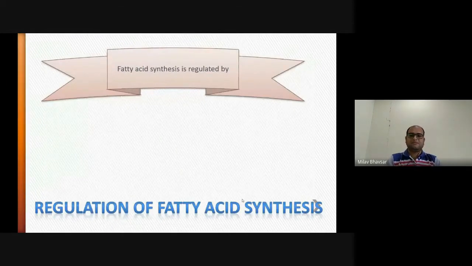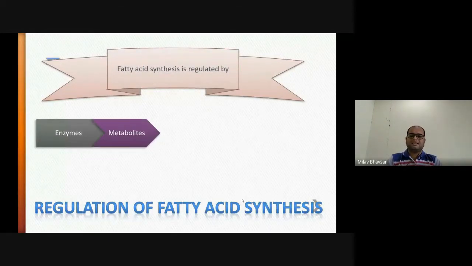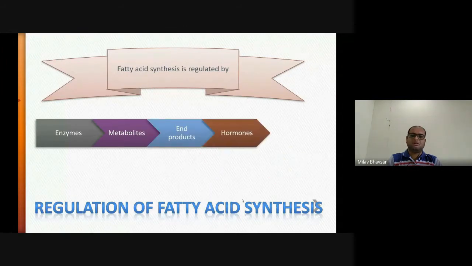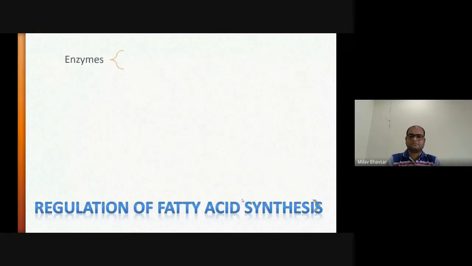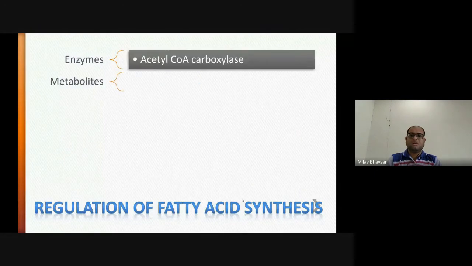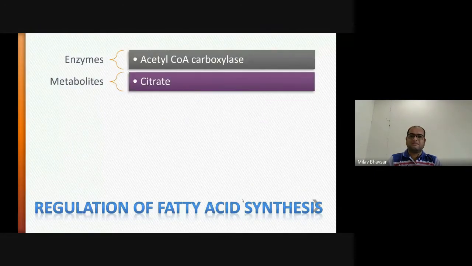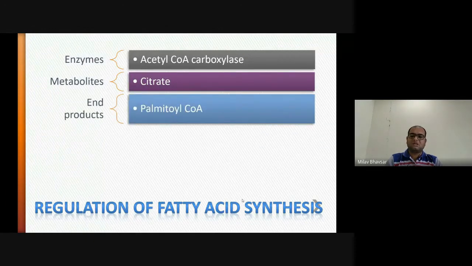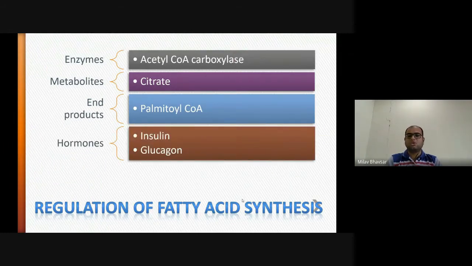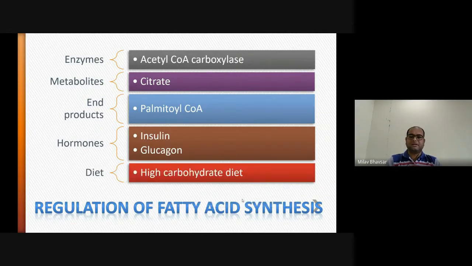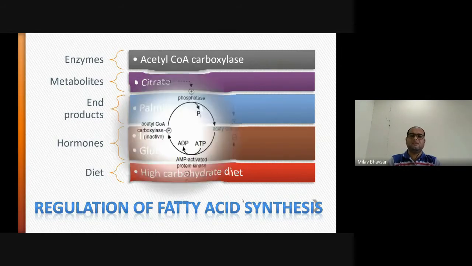How does this regulation occur? By the enzyme, metabolites, end products, hormones, and diet. These are the 5 factors which are going to be doing the controls. Enzyme: acetyl coenzyme A carboxylase. Initial metabolite: citrate availability. End products: if palmitoyl coenzyme A is too much, it is not going to go forward. Hormones: insulin and glucagon both will have an opposite effect. And diet: if you have a high carbohydrate diet, fatty acid synthesis will go forward.